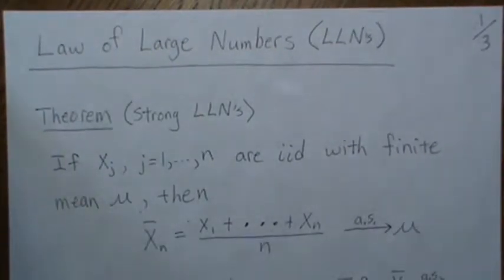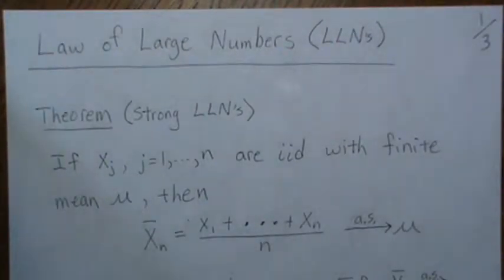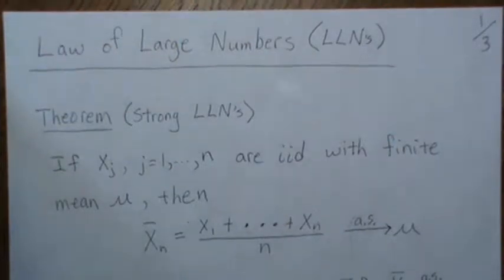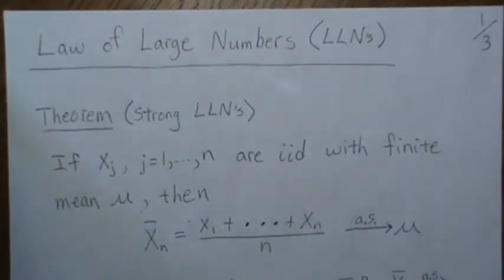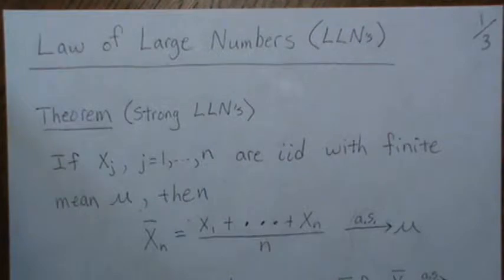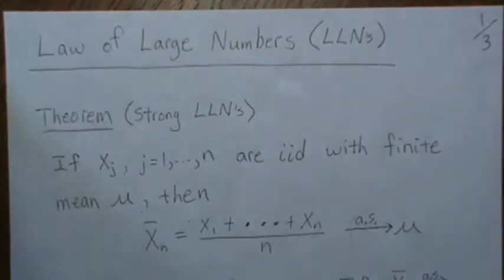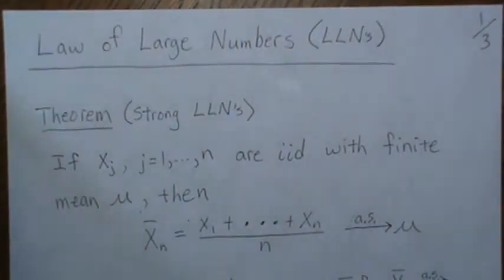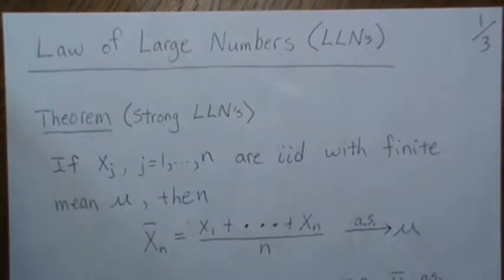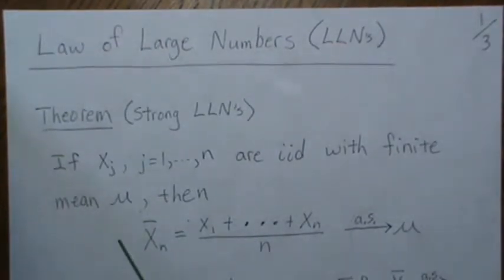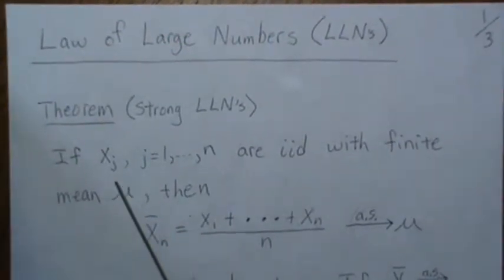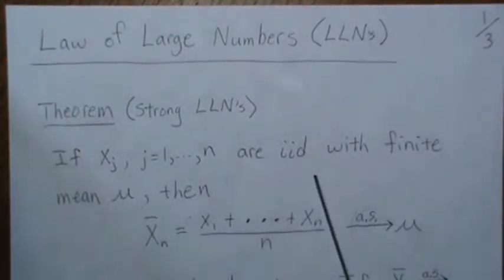Hello, in this video, which is the 7th in a little mini series that I'm calling Basic Limit Theorems, we're going to start delving into the law of large numbers. There are two different types of law of large numbers, called the strong law and the weak law of large numbers.